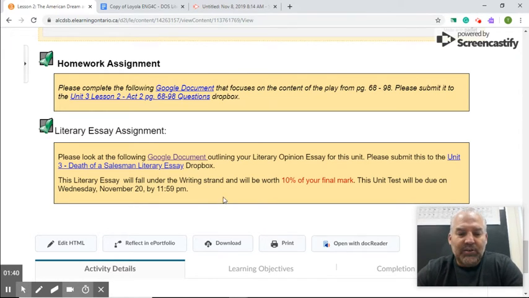So I just want to talk a little bit about this. It falls under the writing strand. It is worth 10% of your final mark. Sorry, it's not a unit test. It is the essay. It's going to be due on this date, Wednesday, November 20th. And this is something you'll have to kind of pick away at, work on it a little bit every day, getting your ideas together, arguing, because we will be doing other work as well during this time. So that's why I wanted to give it to you with more than enough time for you to work on.